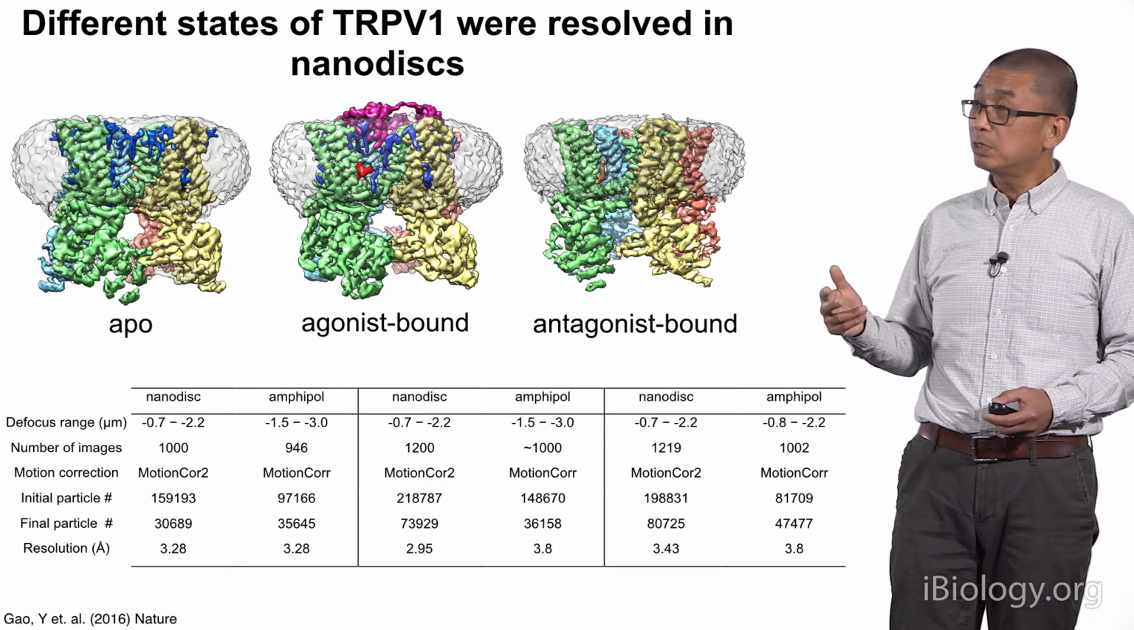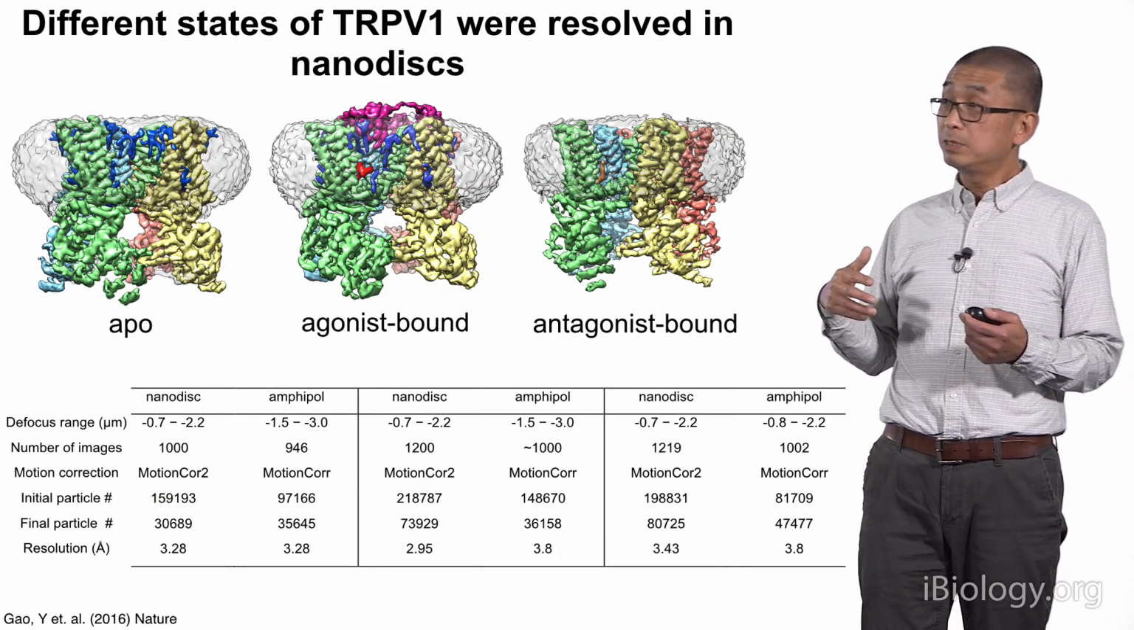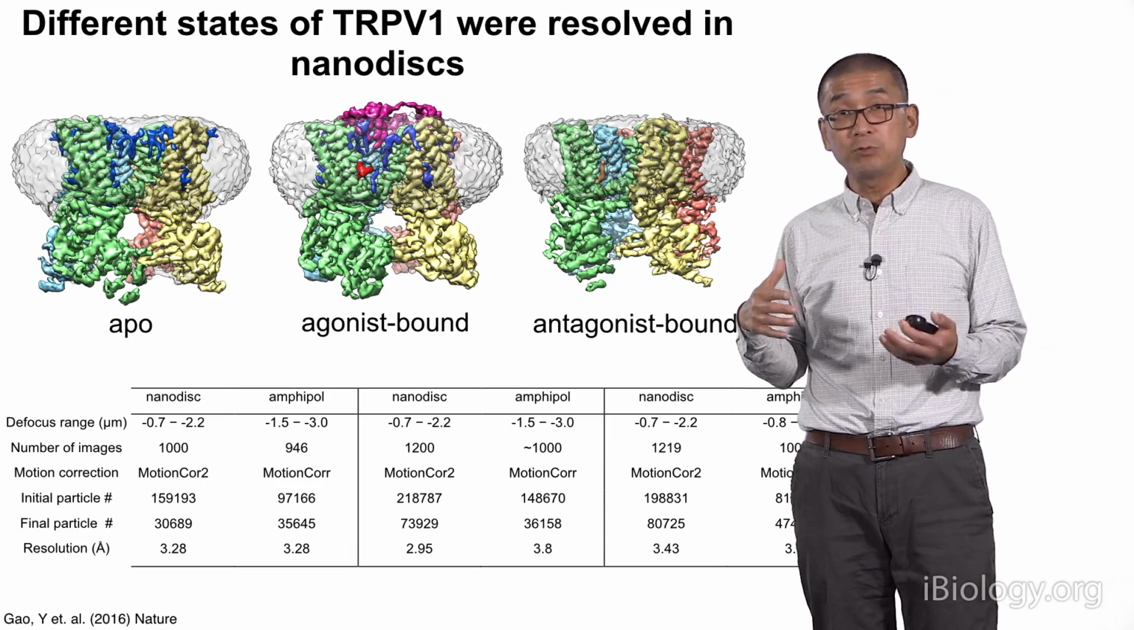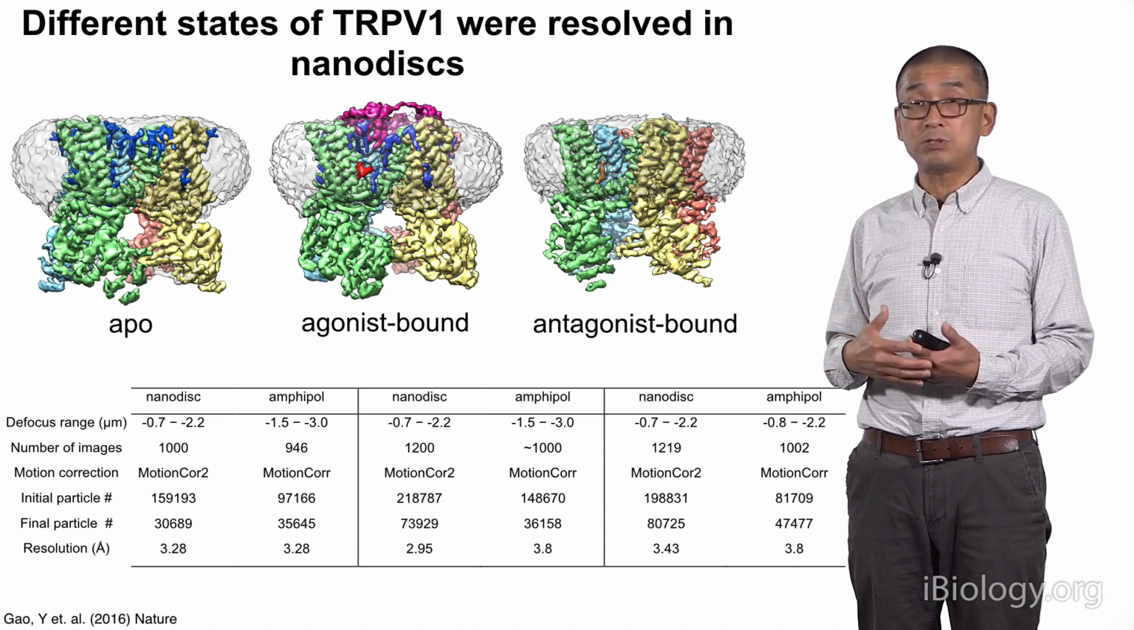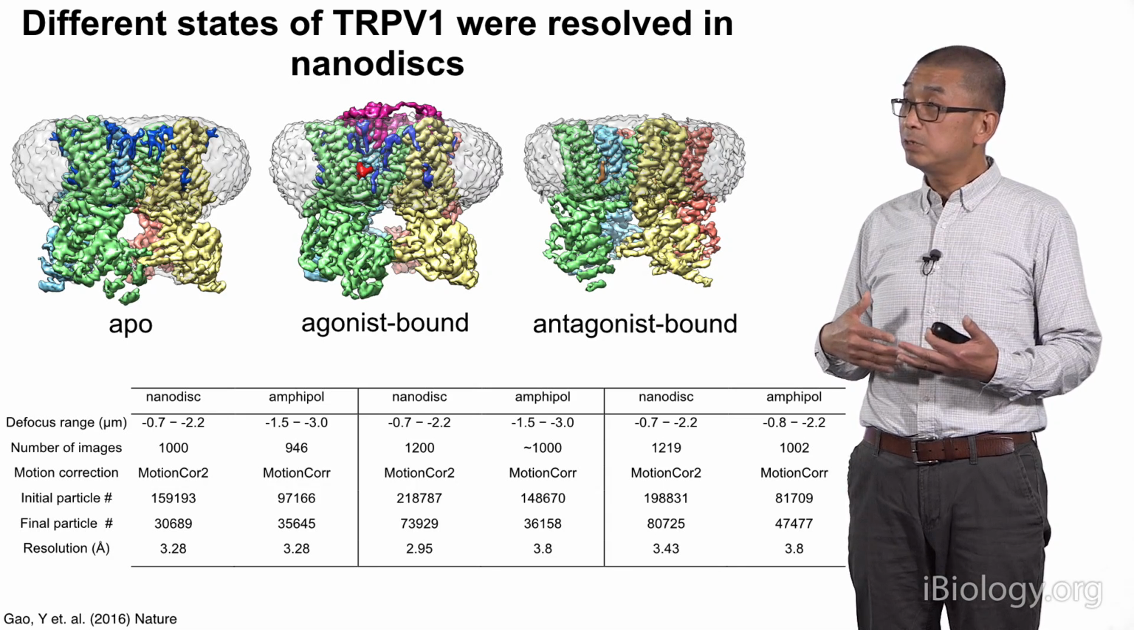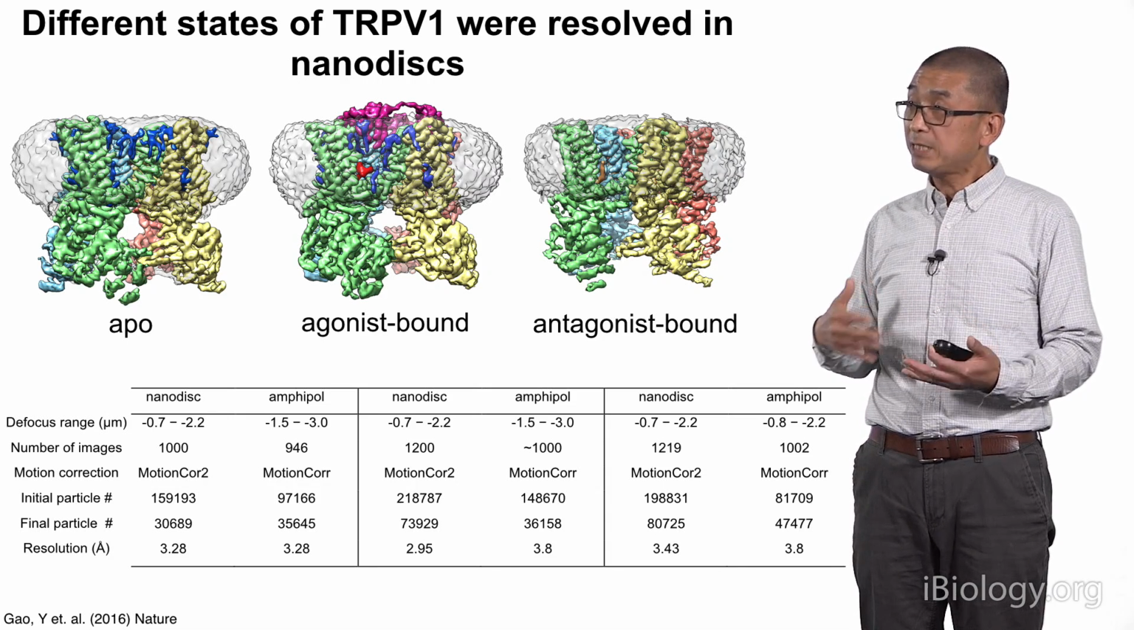Now with this improved density, we are able to model this one as a phosphatidylcholine. Now, more interestingly, the question is whether nanodiscs can actually improve the resolution of a single particle reconstruction of a membrane protein. This is not exactly the case.